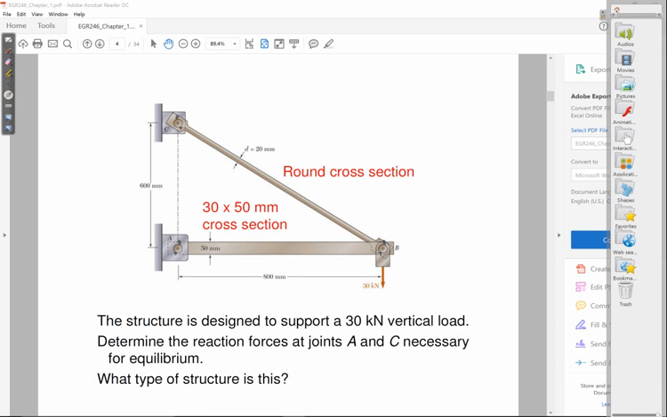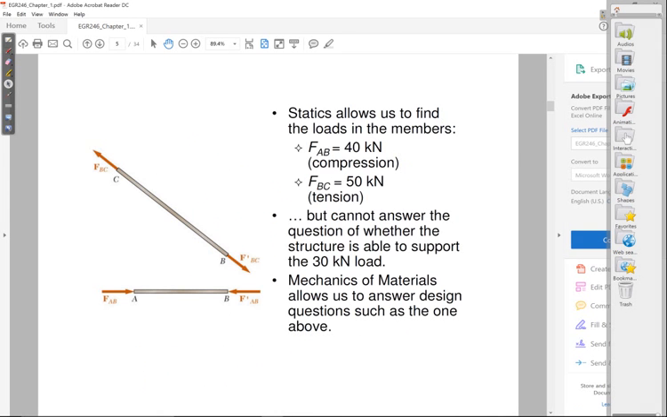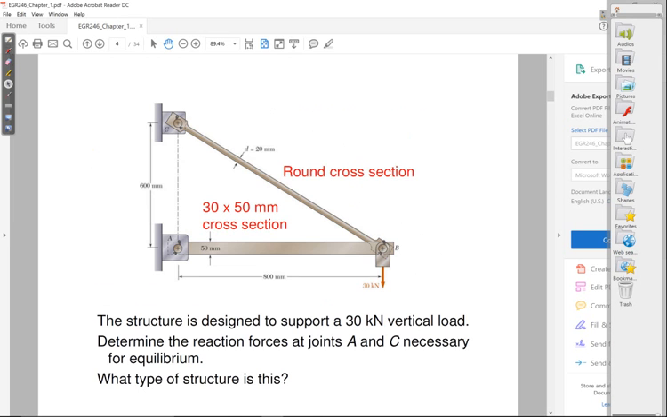So we've got that. And if you go through that process, this is what you find. You find that member AB is in compression and it's got an internal force of 40 kilonewtons, right? Member BC is in tension with an internal force of 50 kilonewtons, okay? And after you've done that, of course, you could go ahead and solve for the reactions at A and C as well. So that's statics.